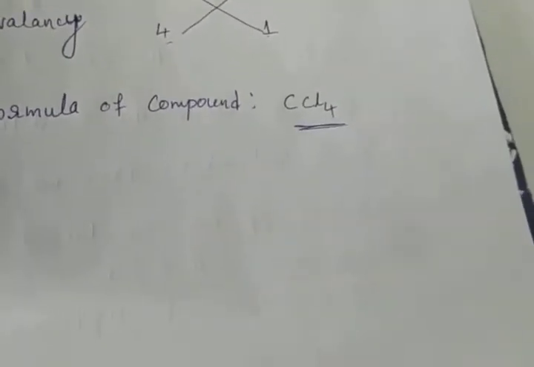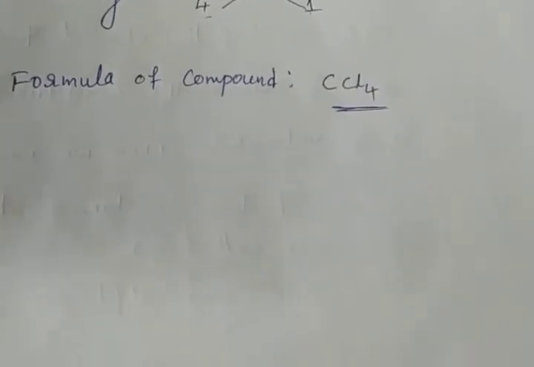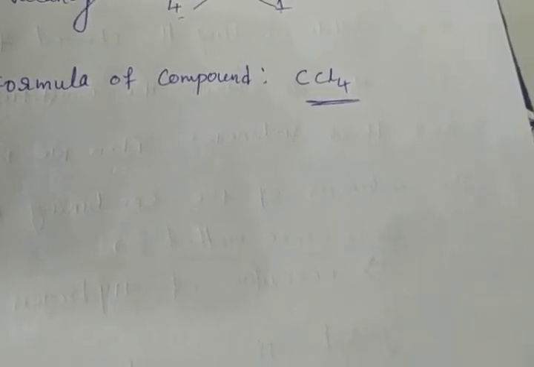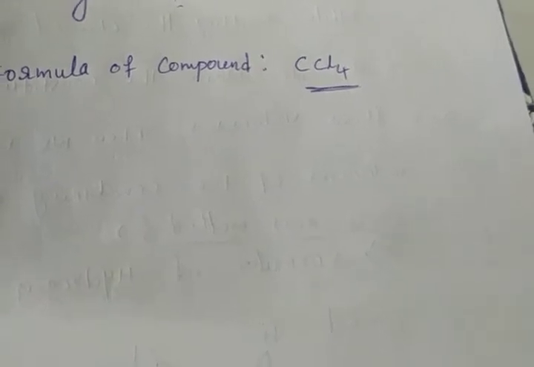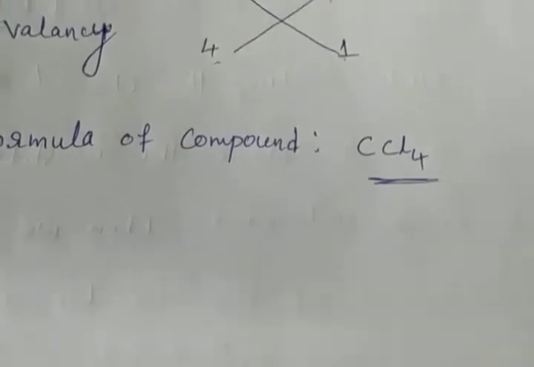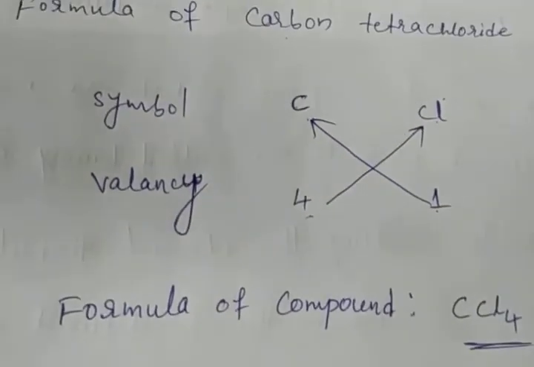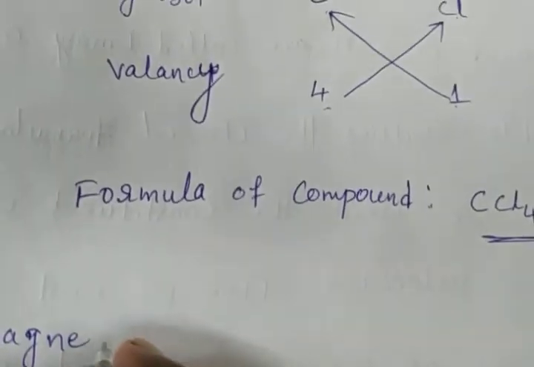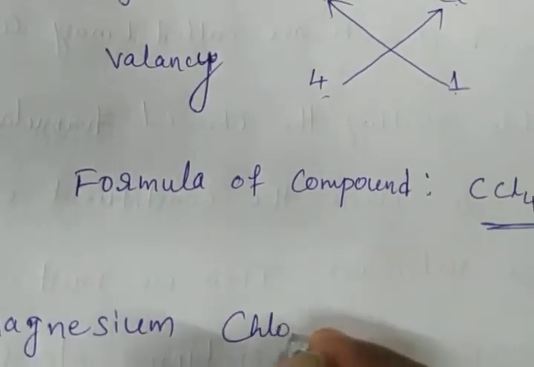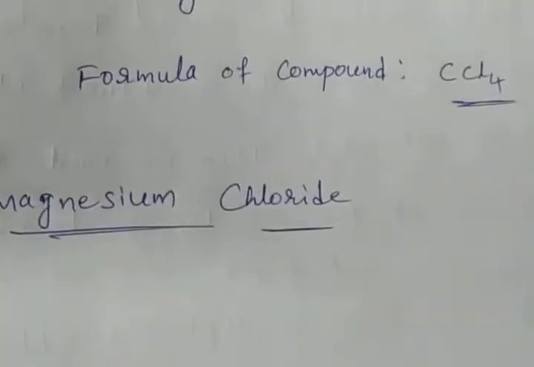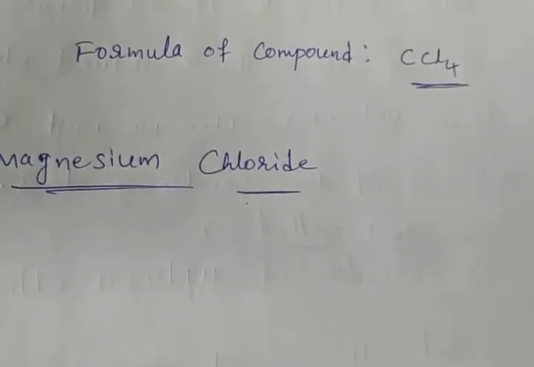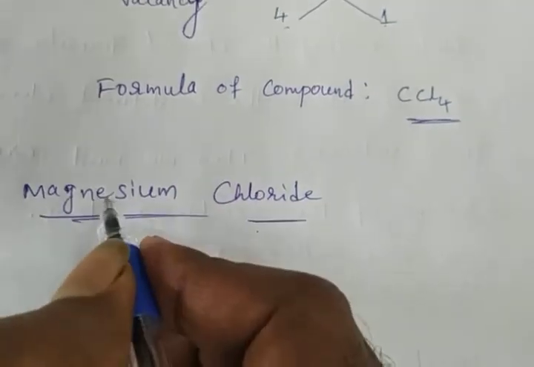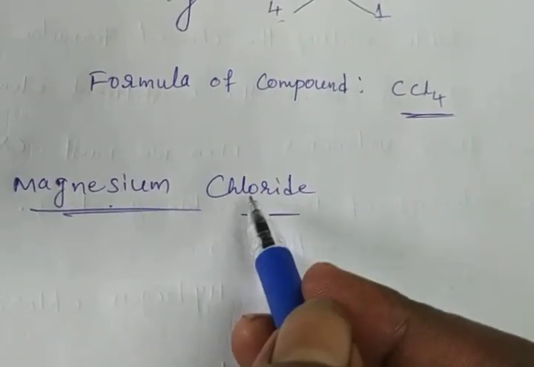So this is writing the chemical formula. And I will give you one homework, that is magnesium chloride. You have to write the formula of magnesium chloride. What is the symbol of magnesium chloride? You have to write the symbols based on the crisscross method. Okay, you have to write the formula of magnesium chloride based on the crisscross method. After writing the chemical formula of magnesium chloride, you have to send it to me.